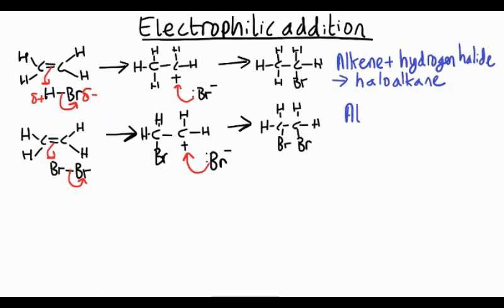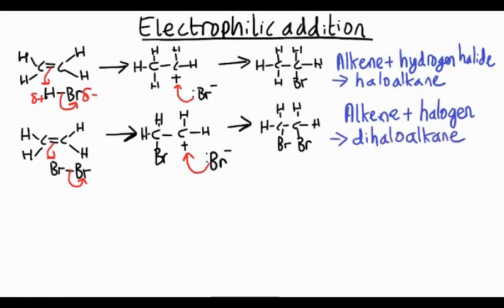So this time, when we take a halogen, for example Br2, and react it with an alkene, it adds to the alkene. So alkene plus halogen goes to give a dihaloalkane. Remember, this particular reaction is a test for double bonds. The yellow-brown bromine water is decolorized by the alkene.